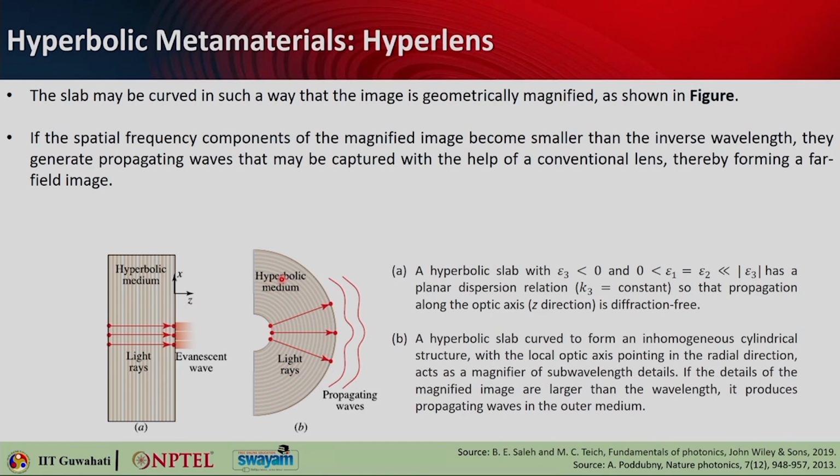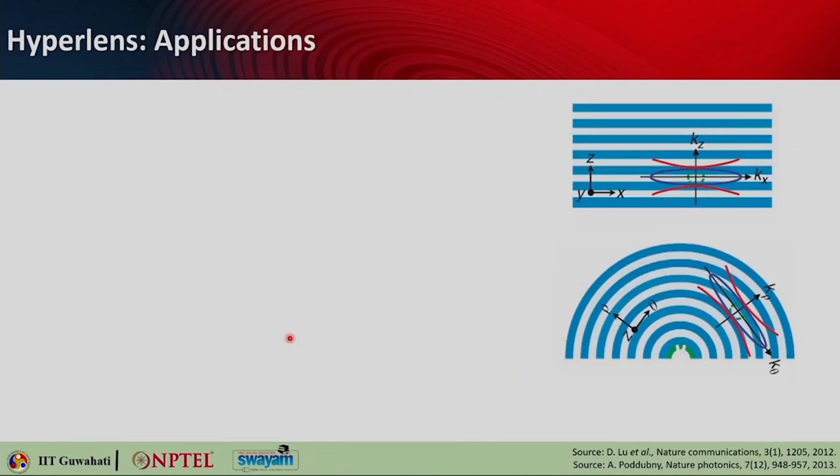So, why are you using this curved structure? Curving allows you to separate them, and getting this planar dispersion relation makes it diffraction free. So, you can specifically say that this point is now magnified onto this one without any kind of overlap. That allows you to do the imaging, and this cylindrical slab is known as the hyperlens.